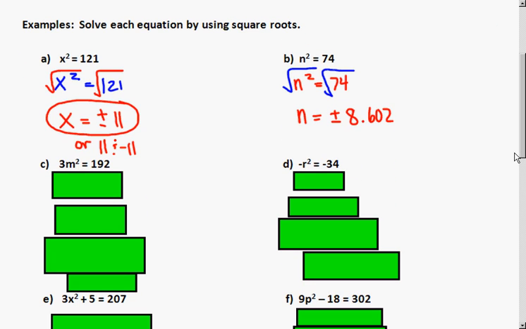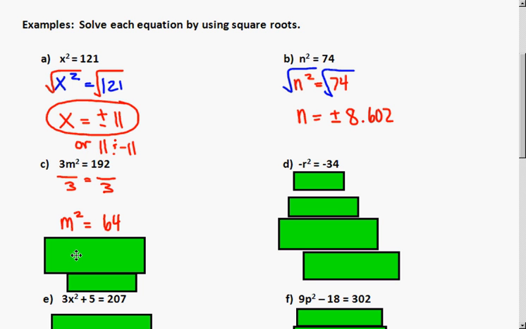Jumping down to C, you notice again m is not by itself. It is being squared, and it is being multiplied by 3. So the first thing that you need to do is get rid of that 3. In order to get rid of 3, you have to do the inverse operation. So in this case, we should divide both sides by 3. When you divide both sides by 3, on one side you'll be left with m squared. The other side you'll be left with 64.